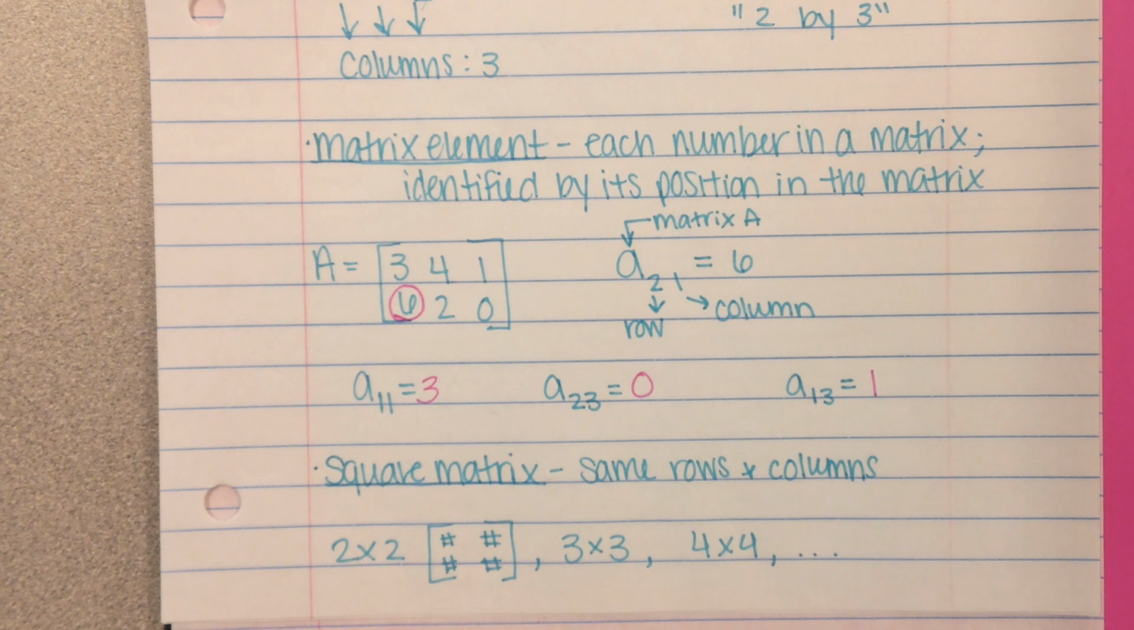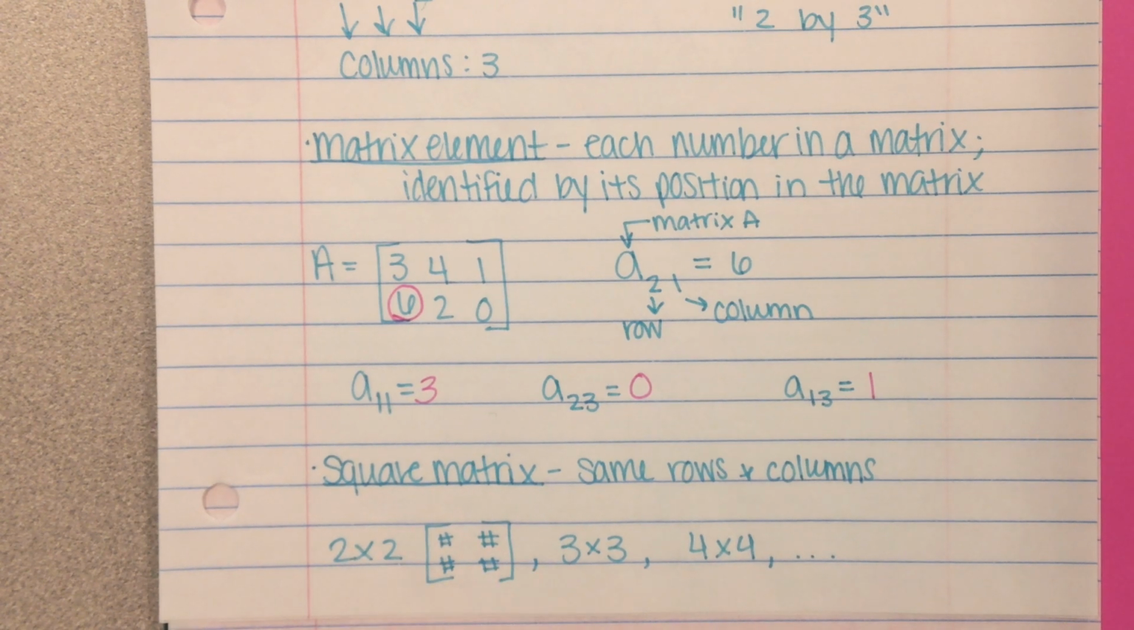Okay, and lastly, we have a square matrix. A square matrix means it has the same number of rows and same number of columns. Just like a square, all the sides are equal. So with a square matrix, the rows and columns are equal. So like 2 by 2, 3 by 3, 4 by 4, 5 by 5, and so on. Or 1 by 1.